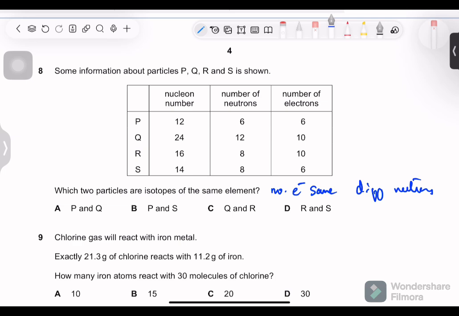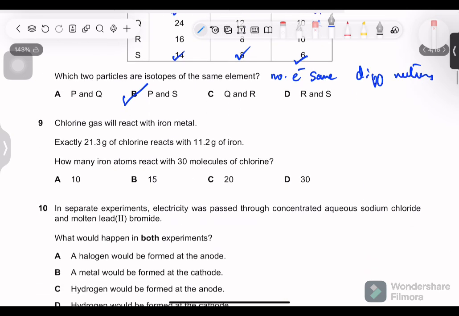P and Q have different neutrons, different nucleon number, same electrons. Okay, and P and S. Sorry, this is P and S. P and Q have different nucleon number, number of neutrons different, but different number of electrons, so not isotopes. P and S are the isotopes because they have different nucleon number, different neutrons, and same electrons. So B is the correct answer.